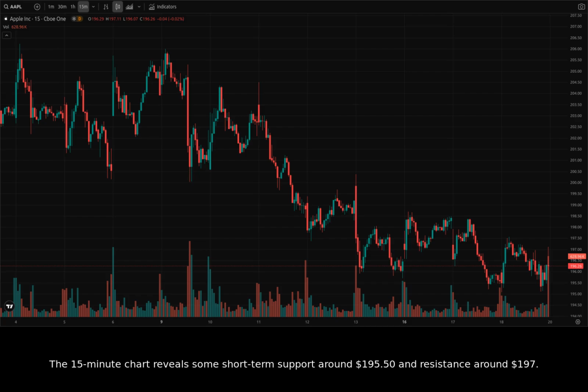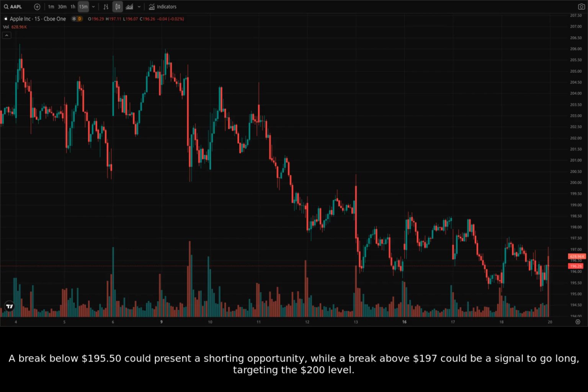The 15-minute chart reveals some short-term support around $195.50 and resistance around $197. A break below $195.50 could present a shorting opportunity, while a break above $197 could be a signal to go long, targeting the $200 level.